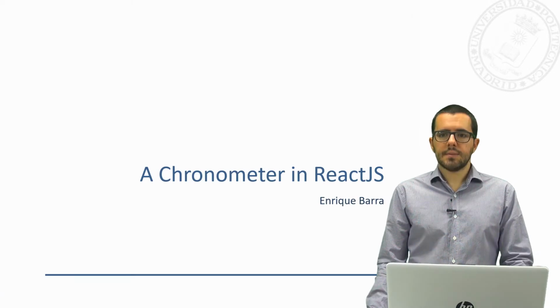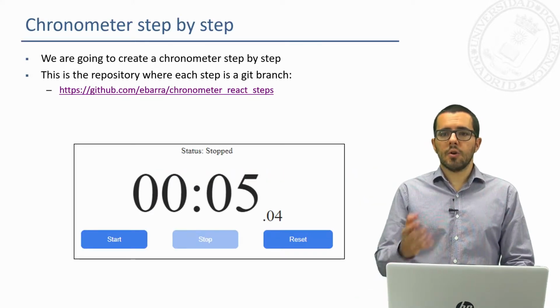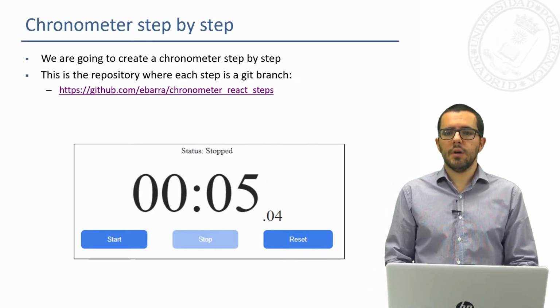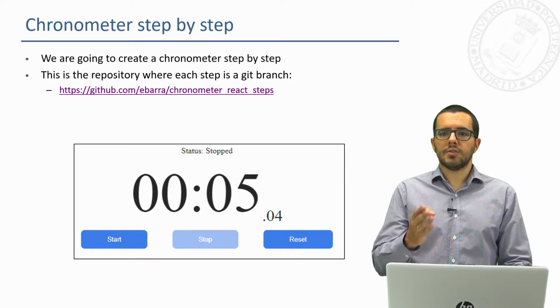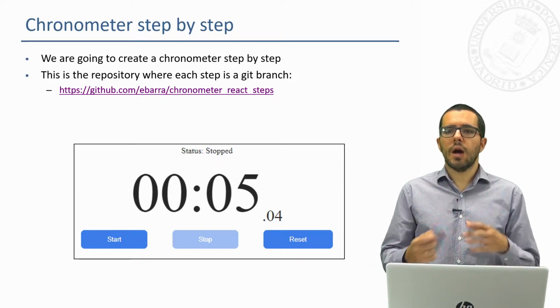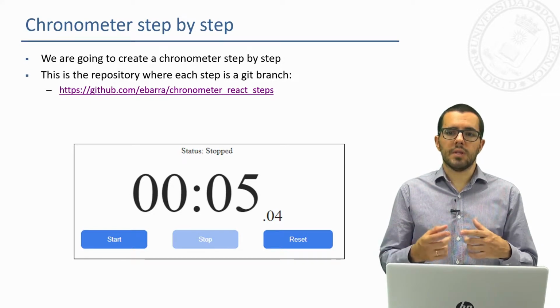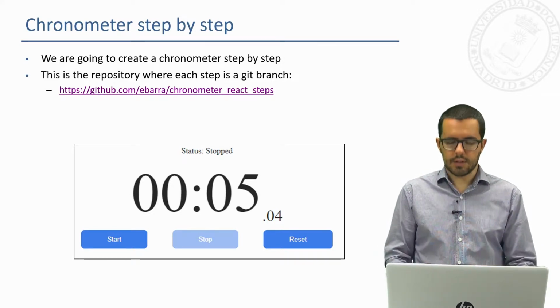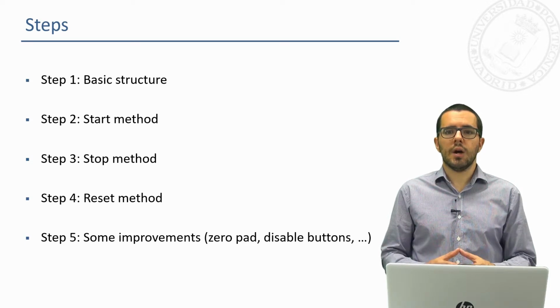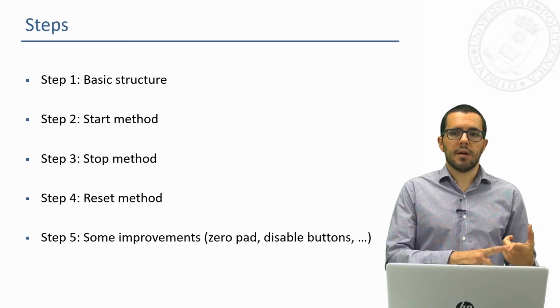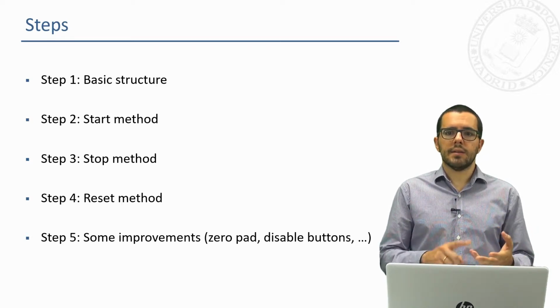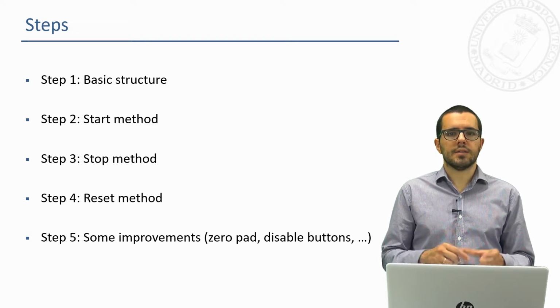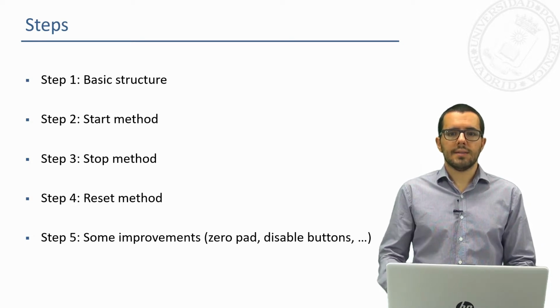Okay? Let's continue. The chronometer is, as you can see here, quite simple. It has a start, a stop, and a reset functionality, and we will have also to manage the disabling of buttons and these kinds of things. The steps that we are going to do are, in the first step, the basic structure, starting from the Create React App scaffold, and then we will create the start, stop, and reset methods, and finally some improvements like the zero padding or disabling buttons. Okay, so let's start coding.